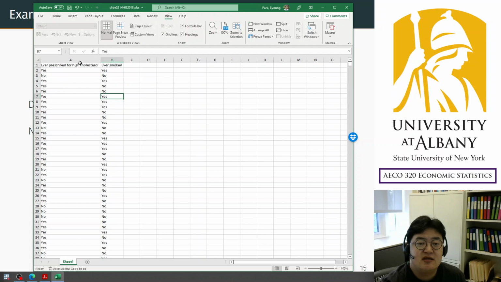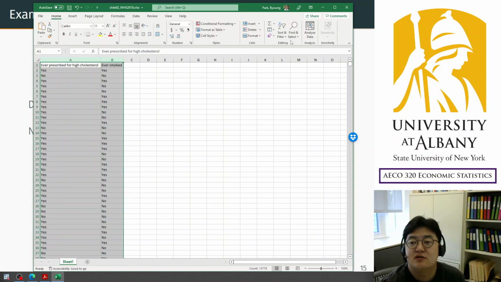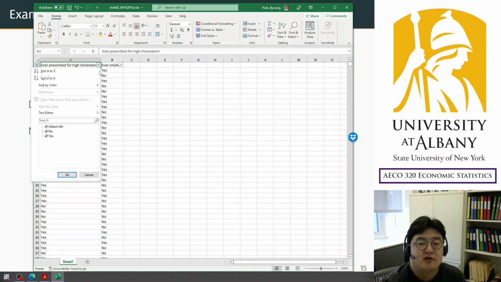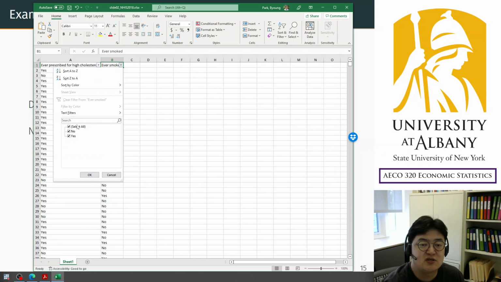So these are the two variables we have, and let me show you the sample space. For the first variable, possible answers are yes or no. If yes, that means the person has high cholesterol. The person needs medication to treat high cholesterol. And for smoking, also, the answer is yes or no. So yes means the person has smoked, and no, never smoked.